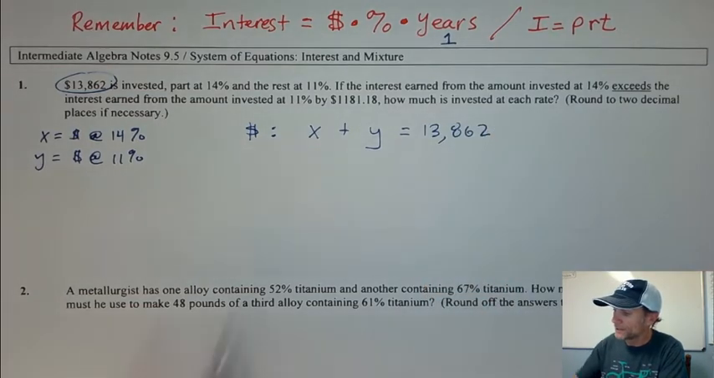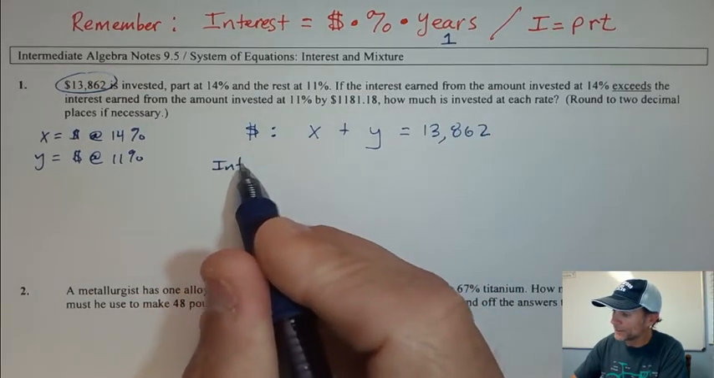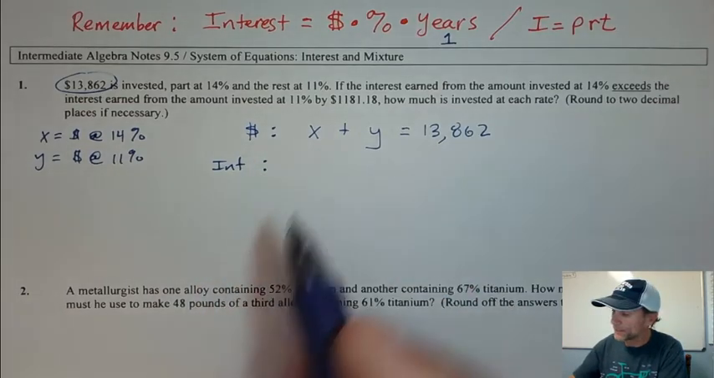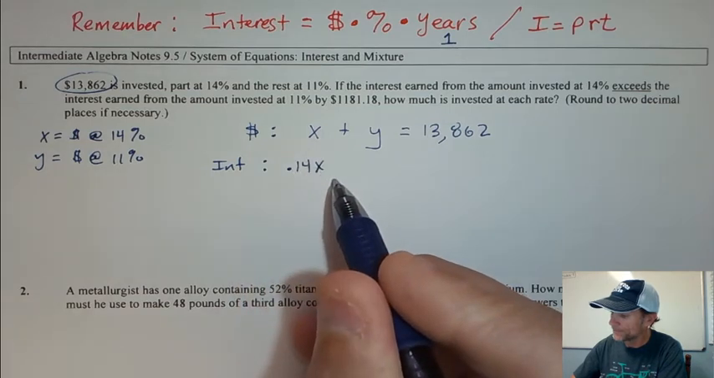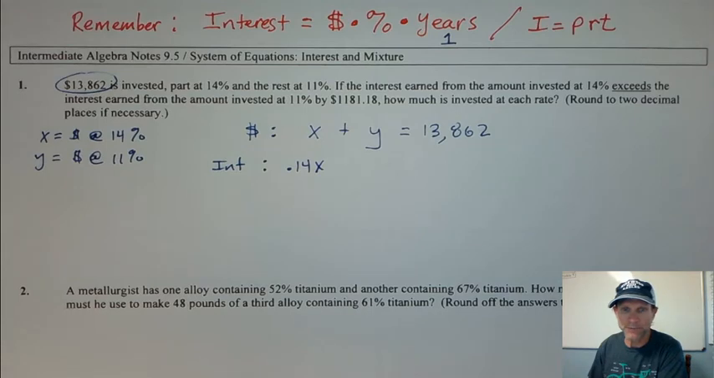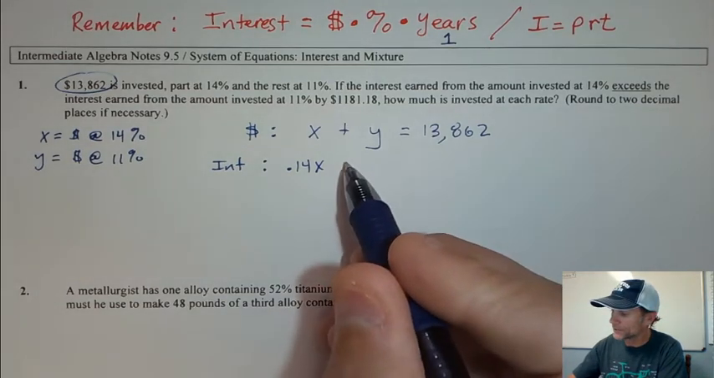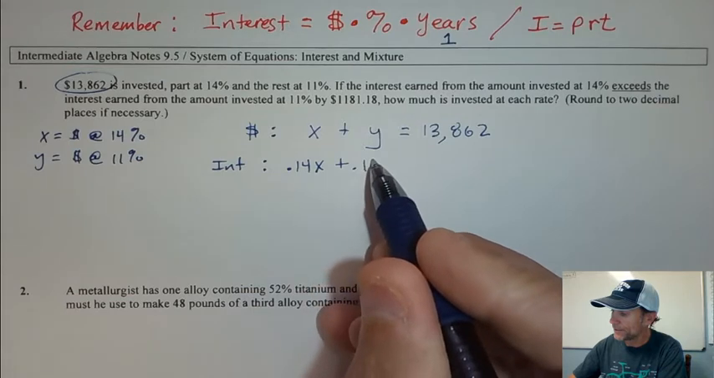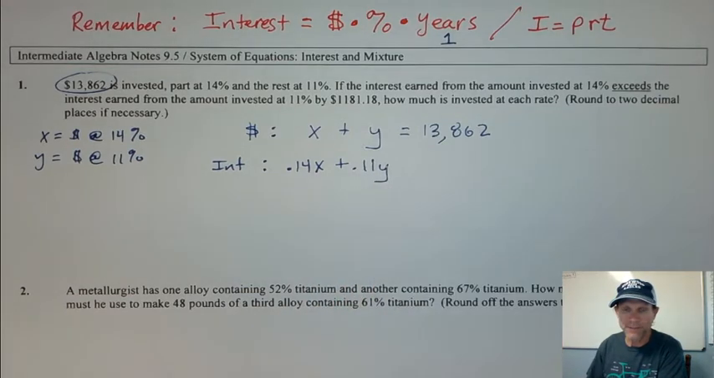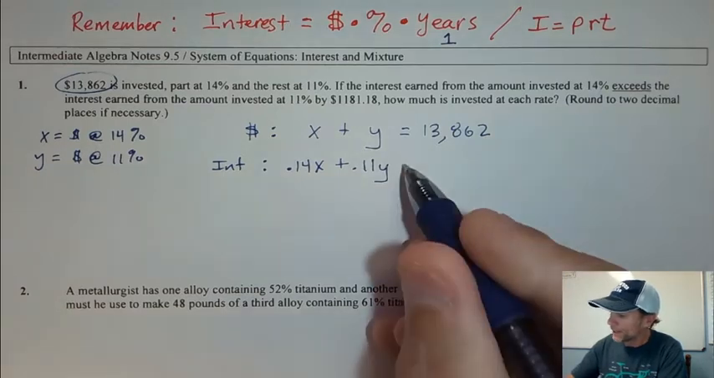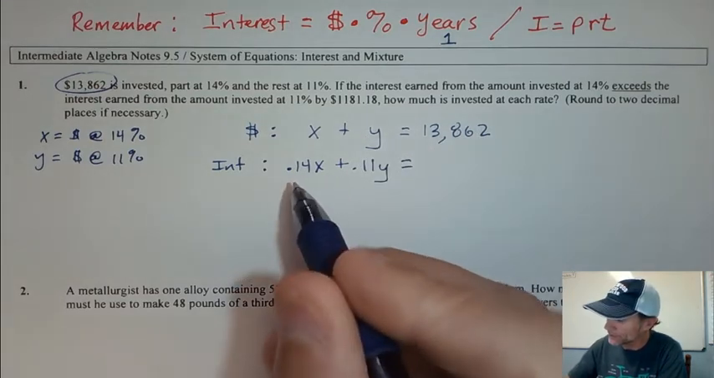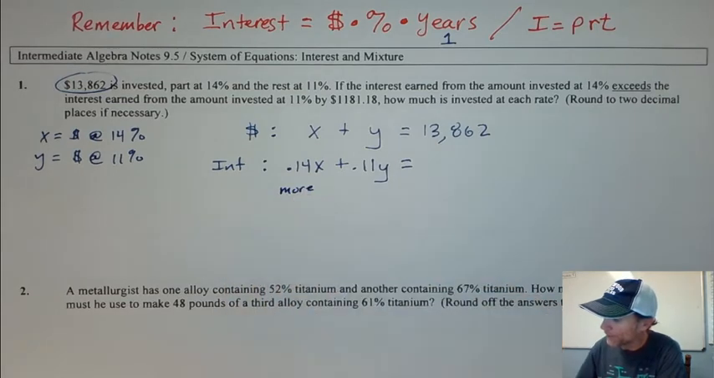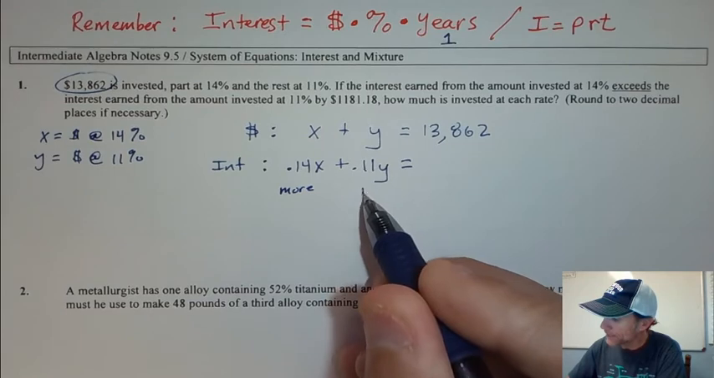Okay. And then for the second equation, I'm going to think about interest. To calculate interest, I would take the percent, which is 0.14, times the money, and then times 1, and I don't need to write that times 1 there, it's just going to be 0.14x. Then I have 11% of the Y money, and the total interest they tell us in the problem is, well, they actually don't tell us the total interest. What they tell us is that this is more, and this is less.